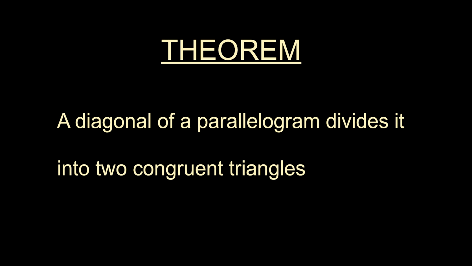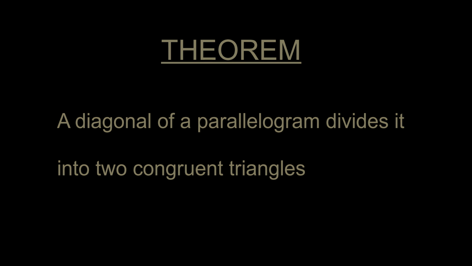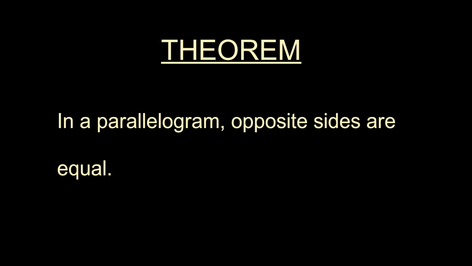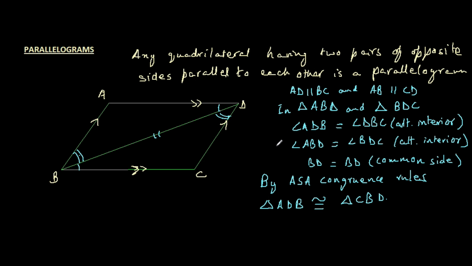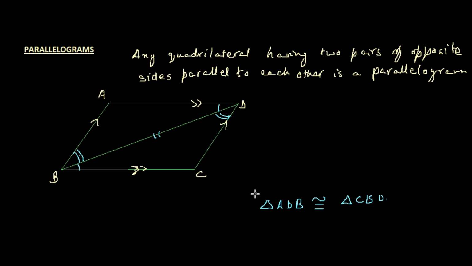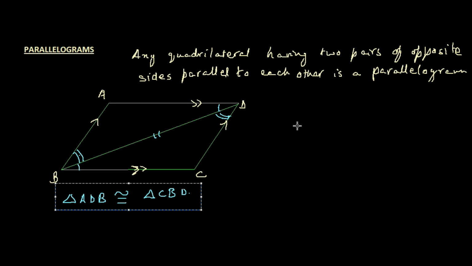So that brings us to theorem number 1, which says that a diagonal of a parallelogram divides it into two congruent triangles. Now once we have done that, we go to the next theorem, and the next theorem says that in a parallelogram opposite sides are equal. So now to prove that the opposite sides are equal, since I don't need the proof anymore, I can delete that, and I can take this on the top, or I can take it here also, that triangle ADB is congruent to triangle CBD.